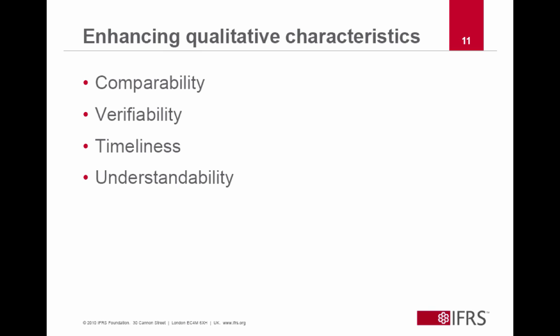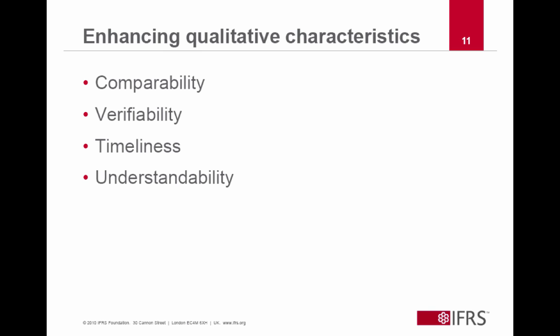And the board has identified 4 enhancing qualitative characteristics. These are enhancing qualitative characteristics because in and of themselves, they can't make something relevant or faithfully represented. But the more of these things you have, the more relevant it will be, the more faithfully represented, and therefore the better it will be.